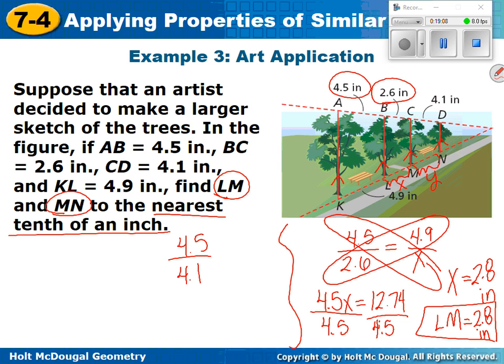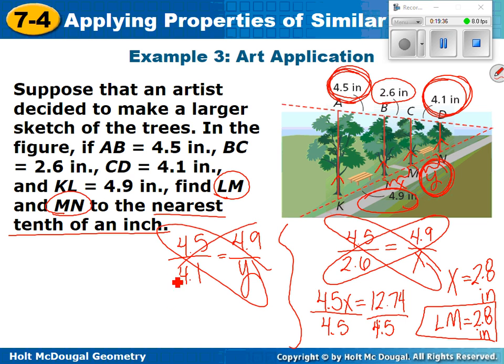4.5 over 4.1. Is everybody with Reese that we're using this one now and this one? Because we want to find y down here below, but we don't want to use x, so we don't want to use 2.6. So 4.5 over 4.1 equals 4.9 over y. Are we all good with that? Questions? Okay, cross multiply, let's solve.